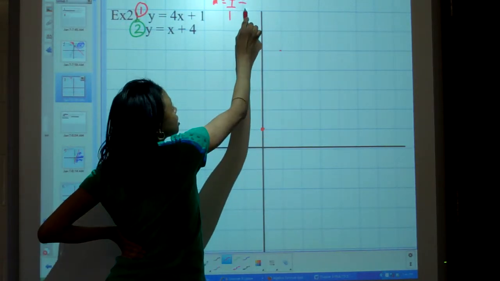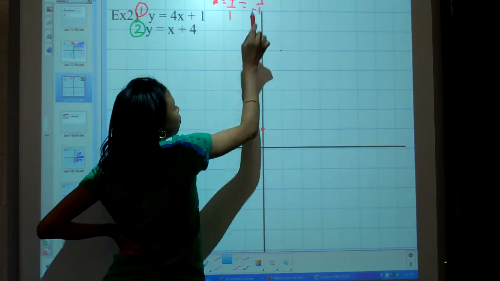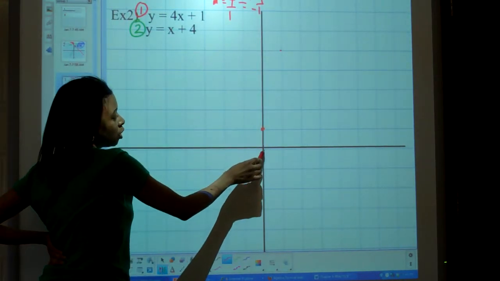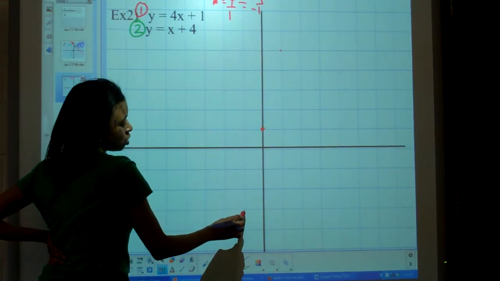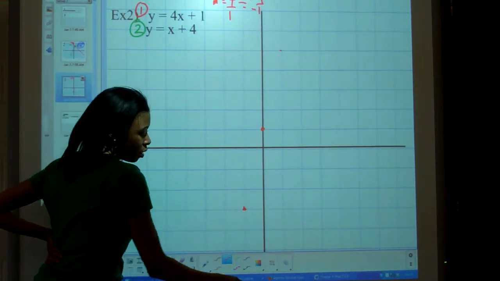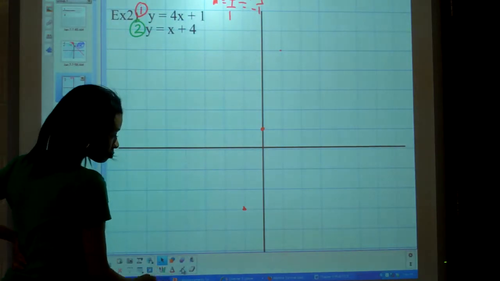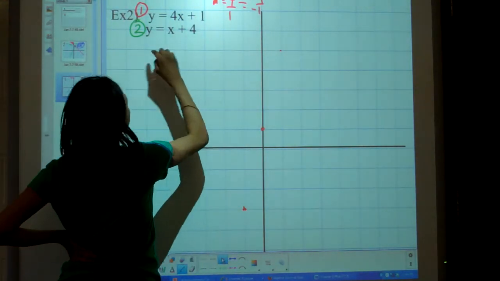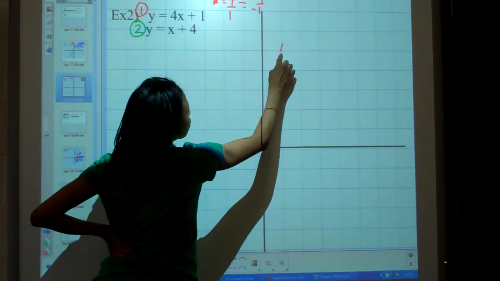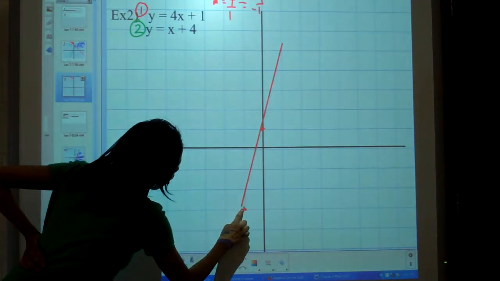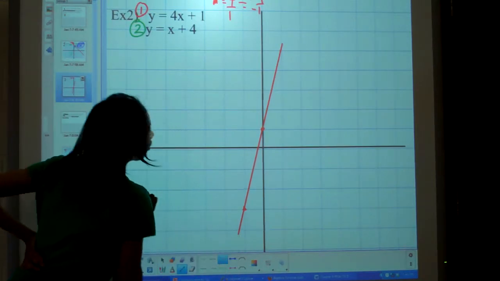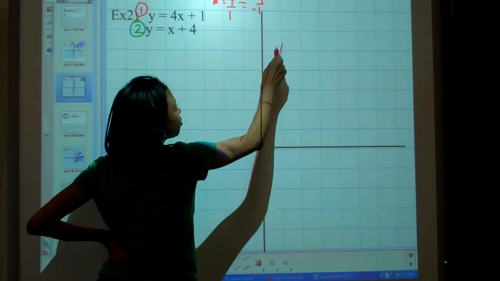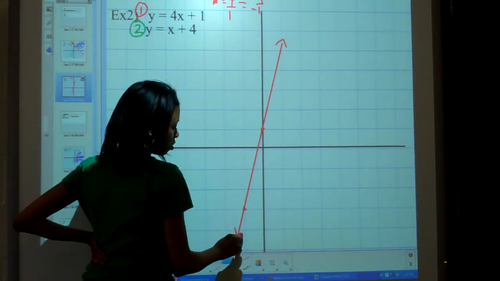If I want to go the opposite direction, it would be -4 over -1. So starting at my y-intercept of 1, fall down 1, 2, 3, 4, run to the left 1 right here, and I'm going to put in my line. Okay, there's my red one. Now I'm going to draw the graph, and it should have arrowheads on here because it's going to be continuous.